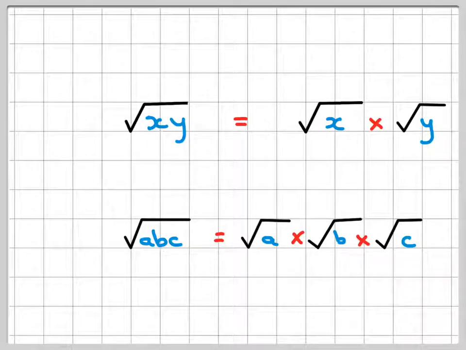Okay, let's look at the rules for multiplying surds and square roots. This is very important to know. If you have two letters here, you can break it up into the factors. The factors there are x and y. So you can say the square root of xy is the same as the square root of x times the square root of y. The square root of abc is the same as the square root of a times the square root of b times the square root of c.